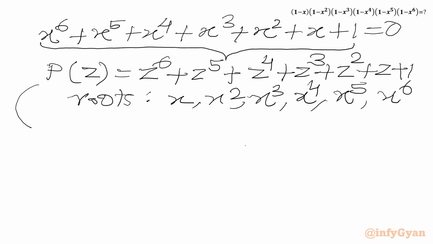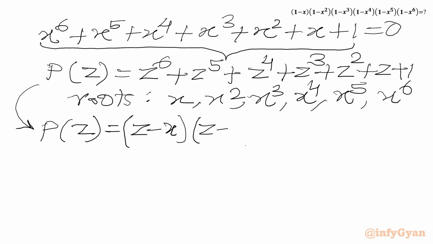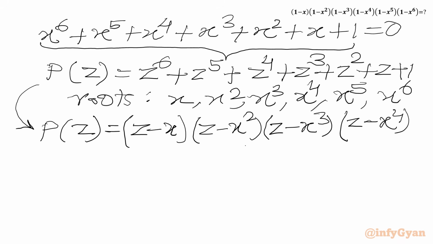Now we can write our polynomial P(z) in terms of its roots. So we can write P(z), which will be equal to z minus x times z minus x square times z minus x cube times z minus x power 4 times z minus x power 5 times z minus x power 6.